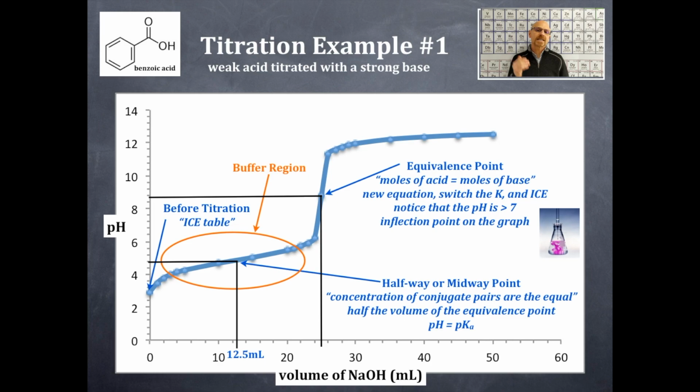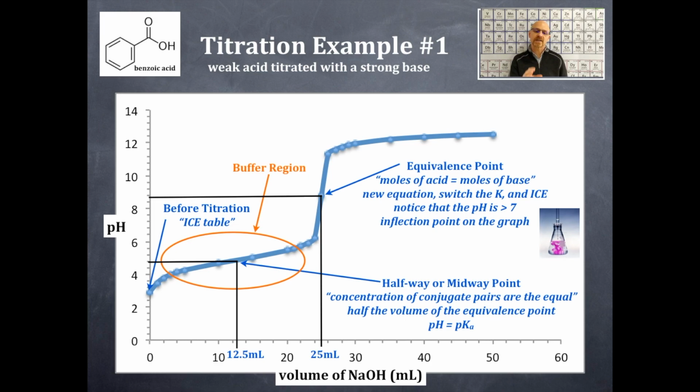In this particular problem, example number 1, we are going to have a volume of 25 milliliters of base that is necessary at the equivalence point. Notice that I already did the halfway or midway point volume at 12.5 mL, because of course that is half the volume of the equivalence point. All right, so hopefully you understand that graphic. That graphic is going to be very important.